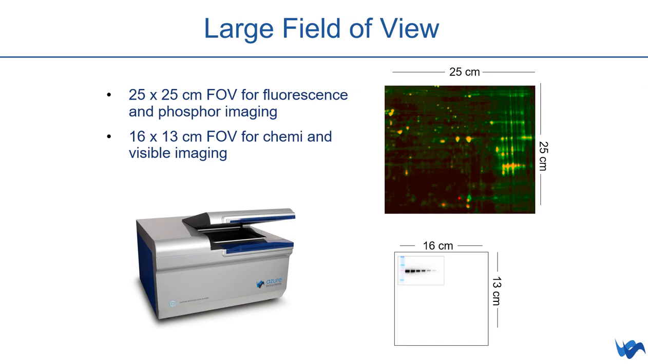The field of view of our scanner is 25 by 25 cm, which is, for most fluorescence applications, more than enough. Also for chemi, we have 16 by 13 centimeters, and this is also enough for most types of chemiluminescence Western blots.